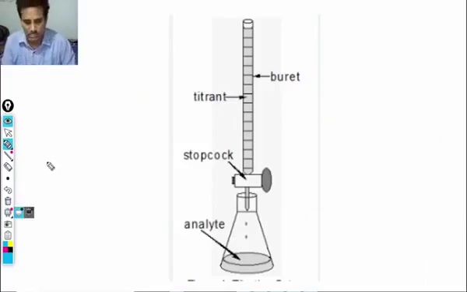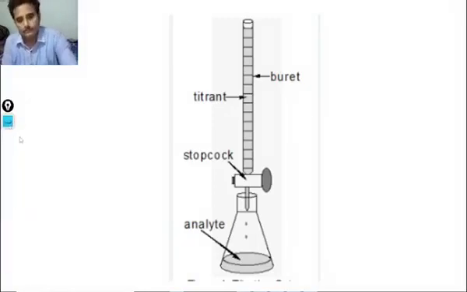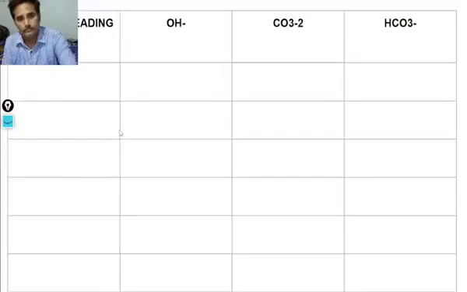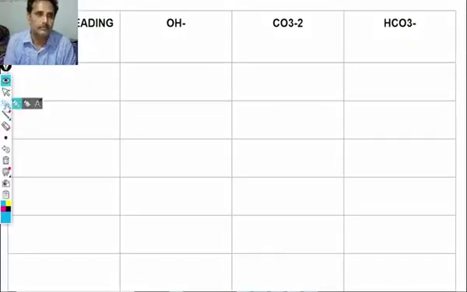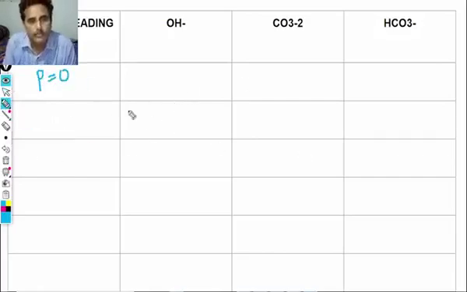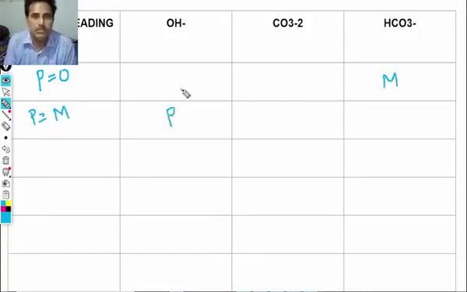Now if you see the relations, if P equals 0, then only bicarbonates are present, equal to the methyl orange alkalinity only. If P equals M, only hydroxyls are present, equal to the phenolphthalein alkalinity only. So these two are absent.